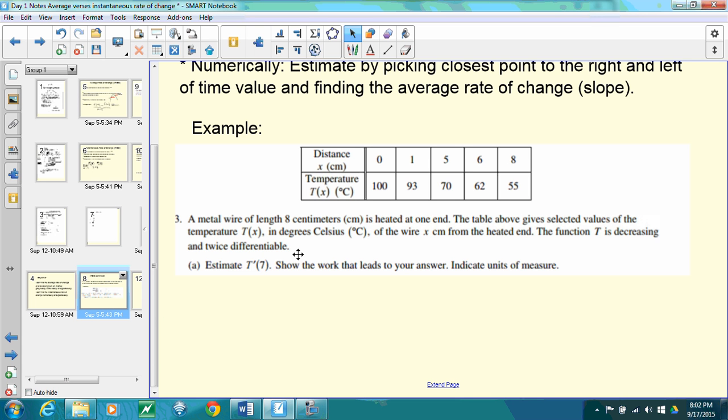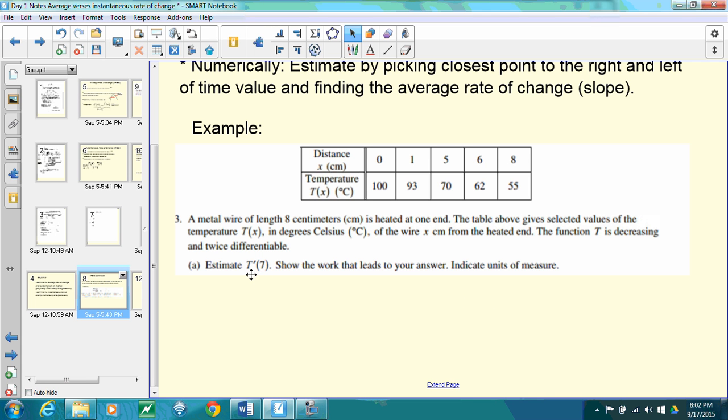So it says a metal wire of length 8 centimeters is heated at one end. The table gives selected values of the temperature in degrees Celsius of the wire from the heated end. The function is decreasing and twice differentiable. Estimate T prime of 7. So that's all we really want. Show the work that leads to your answer.